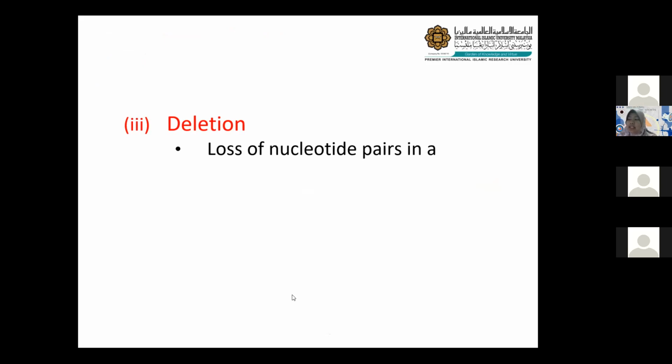Deletion is loss of a nucleotide pair in a gene, hilang. It also will cause frame shift mutation. Just imagine, look at my forefinger. This is nucleotide 1, nucleotide 2, nucleotide 3, nucleotide 4. My ring finger, nucleotide number 3, is lost. Macam John Wick the third kan? Tangan dia kena potong kat sini. You can see frame shift mutation takes place.